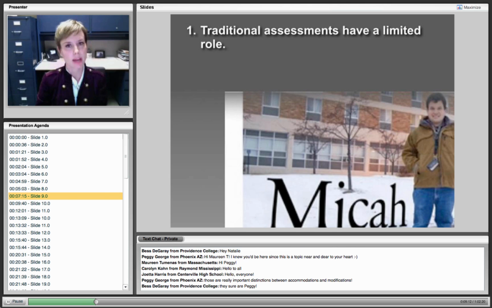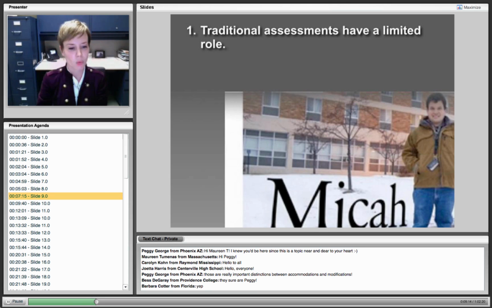Oakland University said, okay, this is an innovative thought, but we want to create an experience for Micah and students like Micah. Then Micah said, well, I want to live in the dorm. And they said, no, you're not a degree-seeking student. You can't live in the dorm.